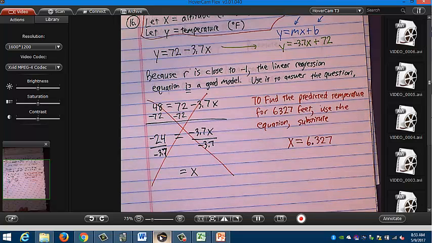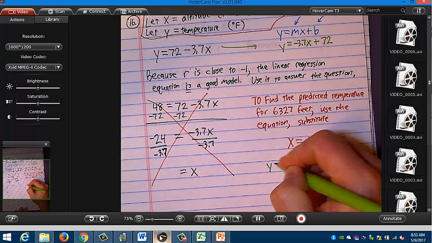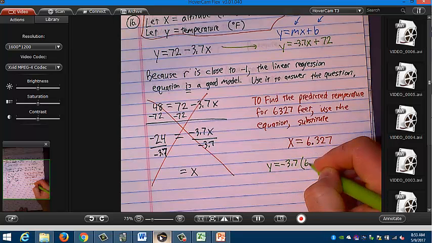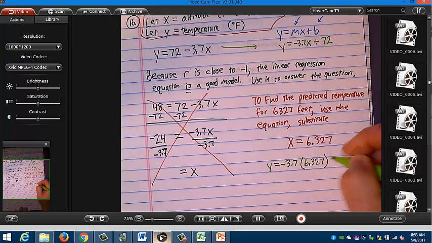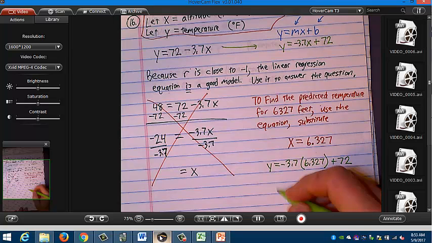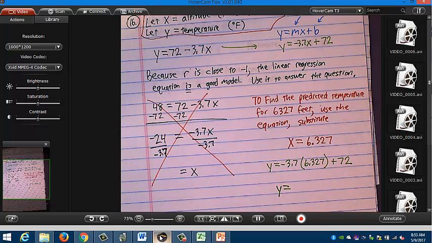You could say, well, I'm going to take y equals negative 3.7 times 6.327 plus 72. Right? What would be the next thing you would do? Well, you would do the multiplying, and then you would add on the 72, right? You guys know how to do that. Or you can use technology. And this is something I've been trying to get you guys to do.